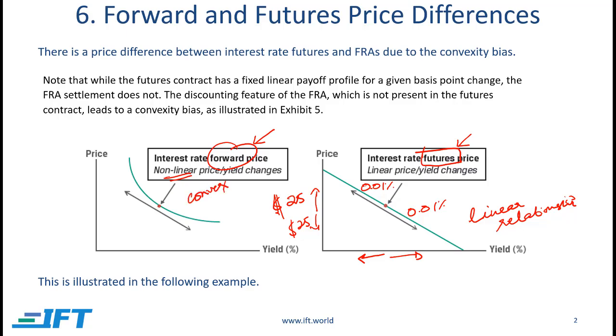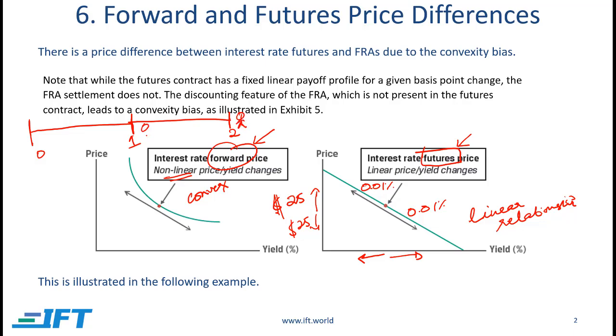And why that is because the future is being settled on a day-to-day basis. But with the forward, what happens is, let's say the loan will start 1 year from now and then it is going to be for another year. So the settlement is done at this point, right?